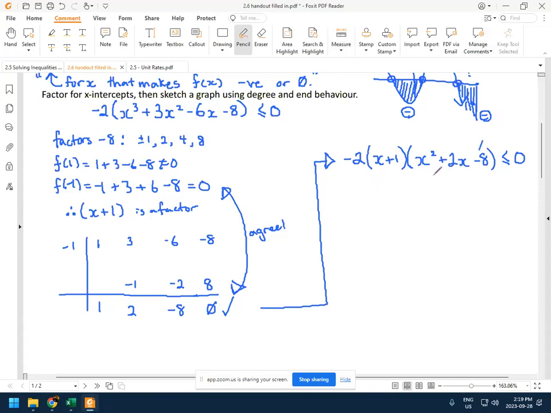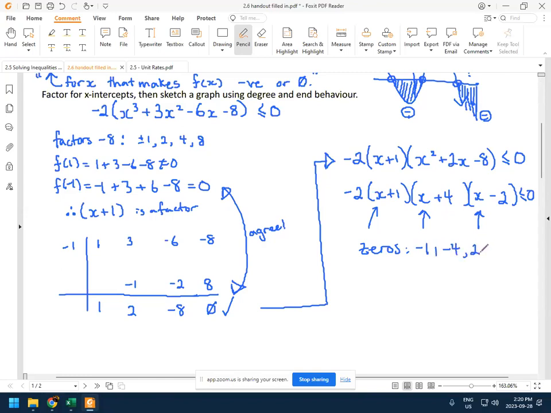Yeah, you could do the factor theorem again, but you have so much practice with quadratic functions that I think you can do it in your head. Two numbers that multiply to -8 that add to 2 is a positive 4 and a negative 2, my bad. Which means the zeros are all from here: -1, -4, and 2.